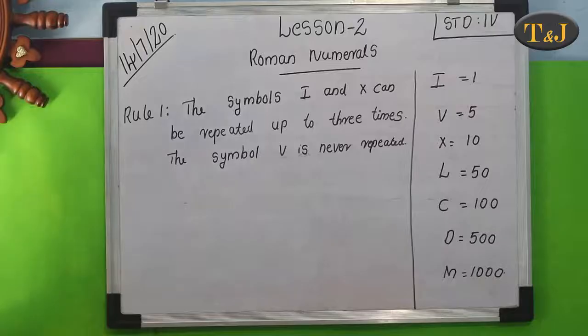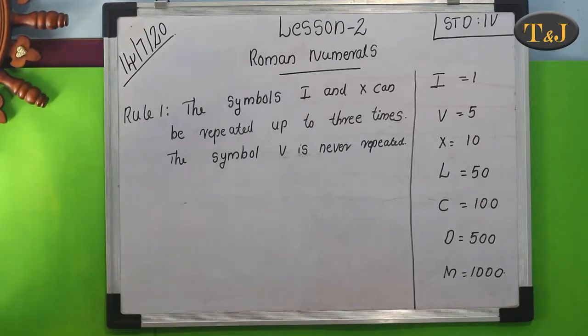Rule number 1. The symbols I and X can be repeated up to 3 times. The symbol V is never repeated. It means I can be repeated 3 times and X can be repeated only 3 times. Then the symbol V is never repeated.